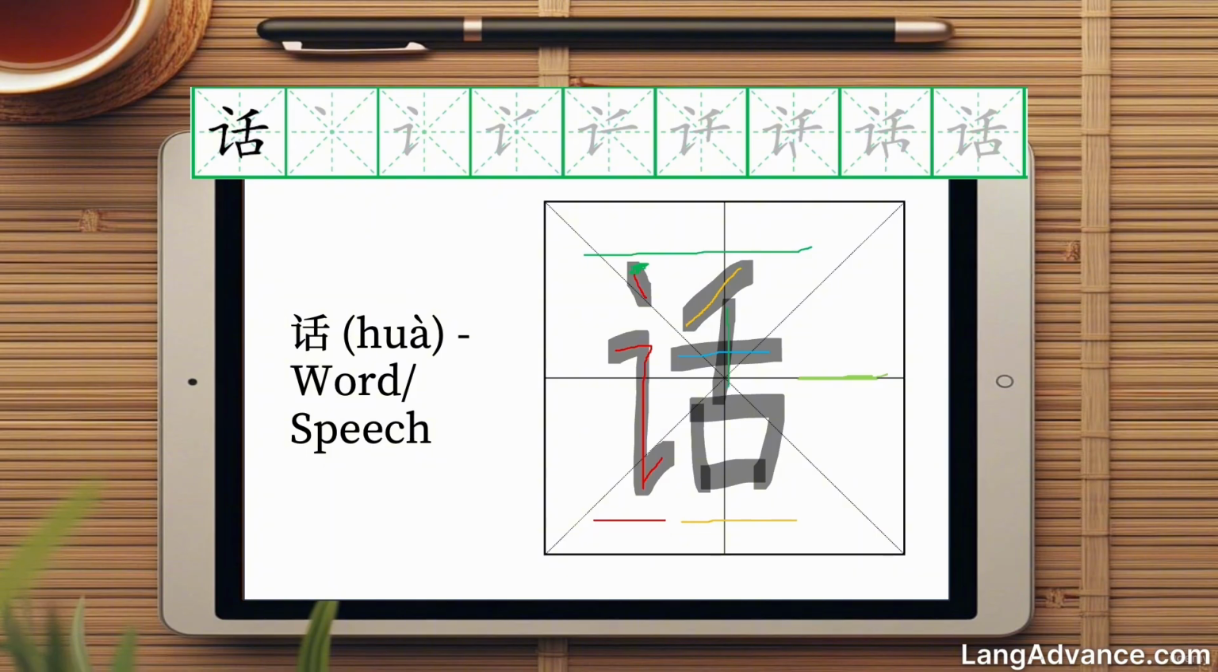We have a cross right here now. Now let us draw our box, and we close it. So that's how you write 话 in Mandarin Chinese, which is the words and your tongue. Let's write it. 话, word or speech.